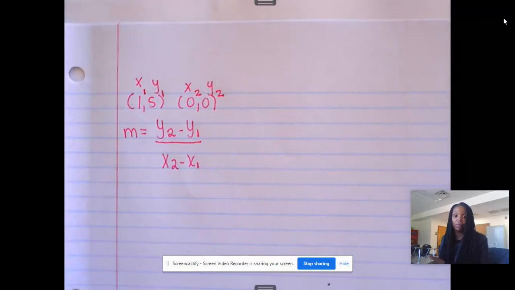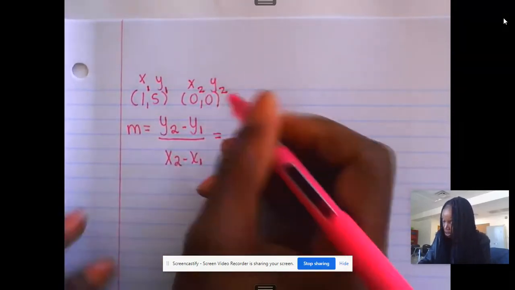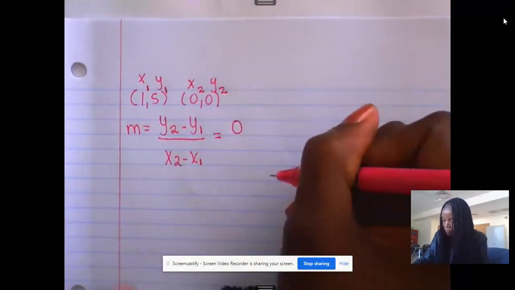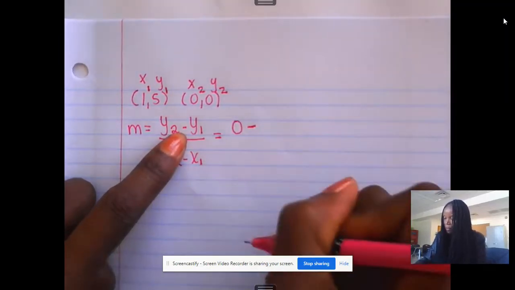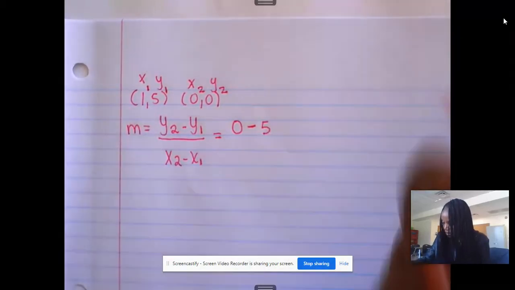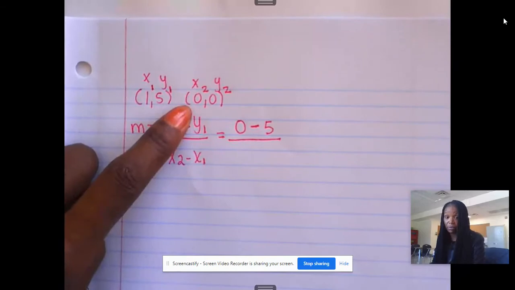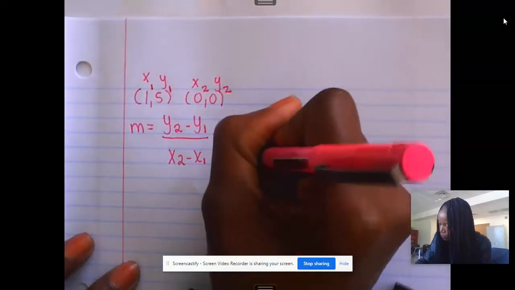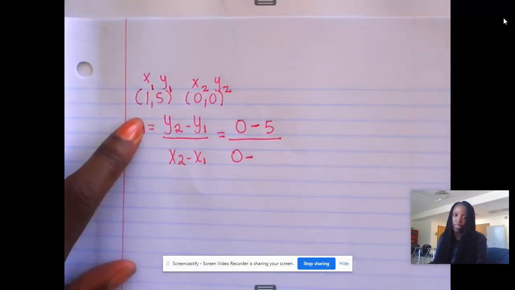And then now I am going to take this and plug in the information that I have. My y sub 2 here is 0, so I'm putting a 0 here. I'm getting a minus sign from this formula. That is important. Okay? And then my y sub 1 is 5. You write the number exactly how it is. Write your division sign. And then you're going to do the same thing. This is x sub 2, so I'm writing that first. That's 0. I'm getting my minus sign from the formula. And my x sub 1 is 1.